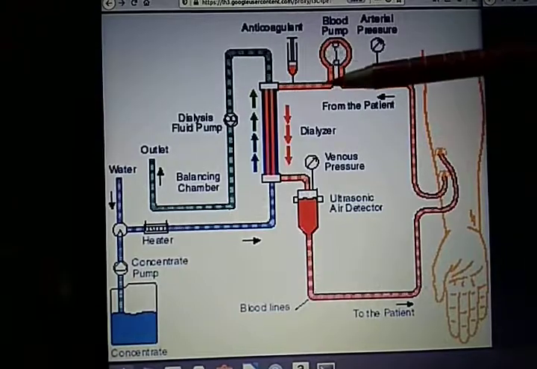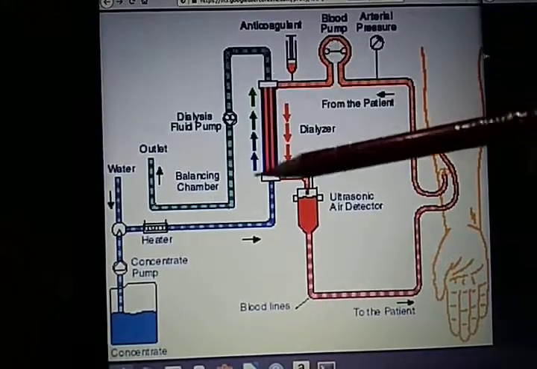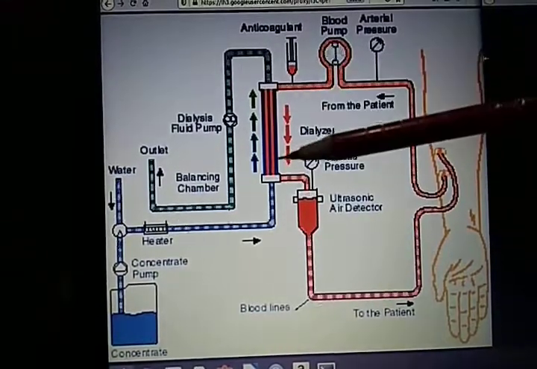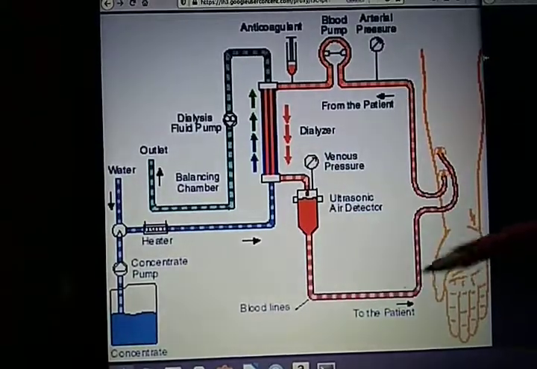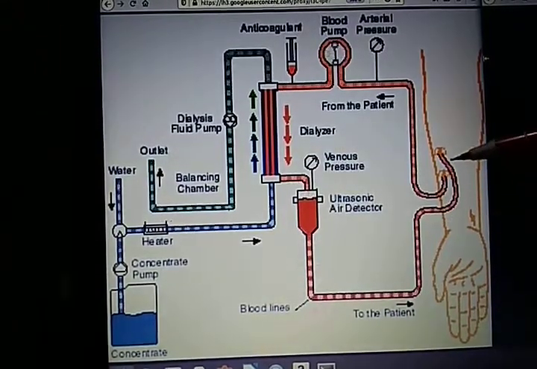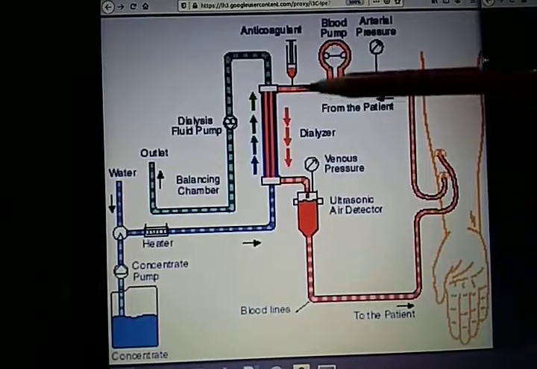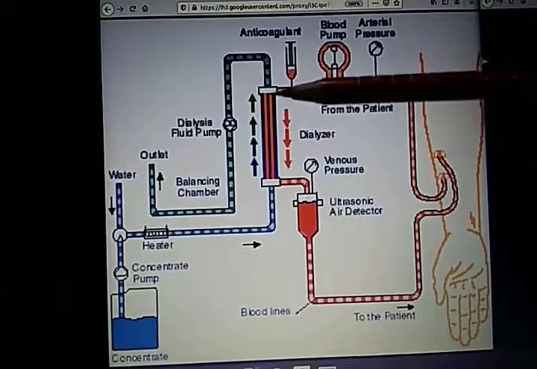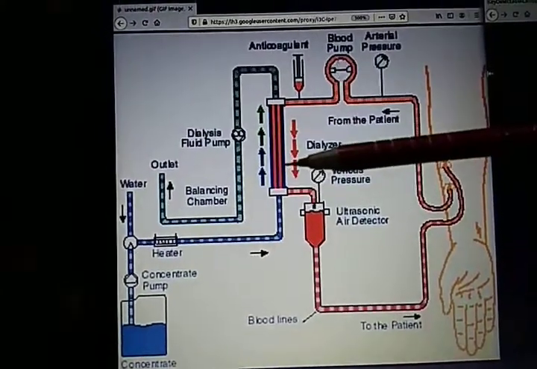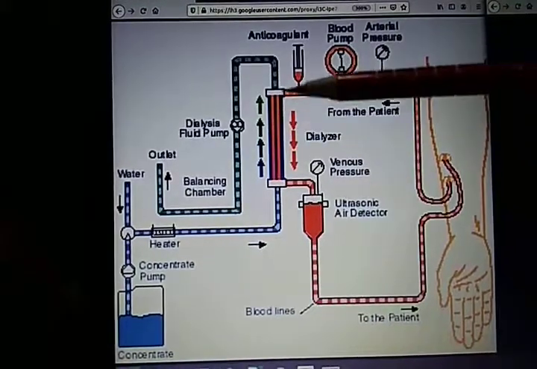The blood is taken out, subjected to the dialyzer machine where the purification takes place, and ultimately the pure blood is sent back to the patient's body. So the dialyzer is a machine which performs the function of an artificial kidney. Okay, how does it actually work?